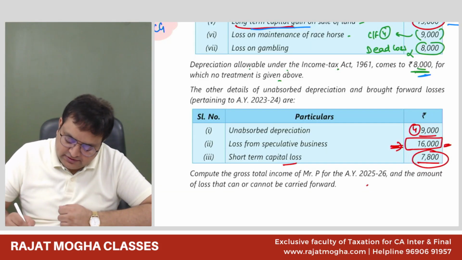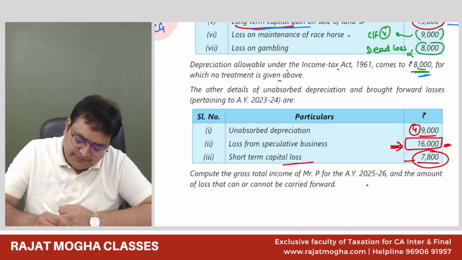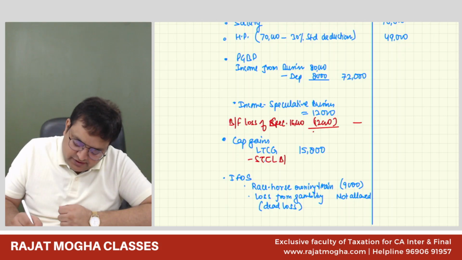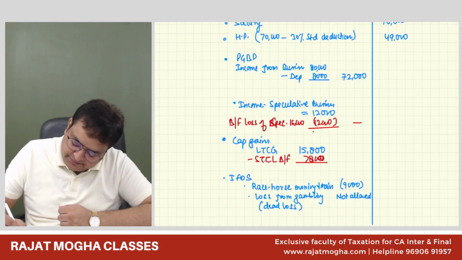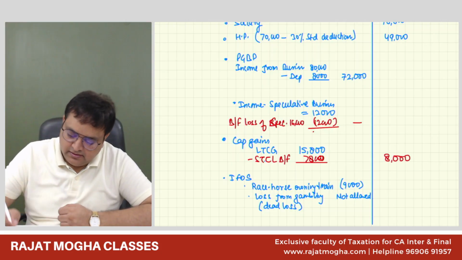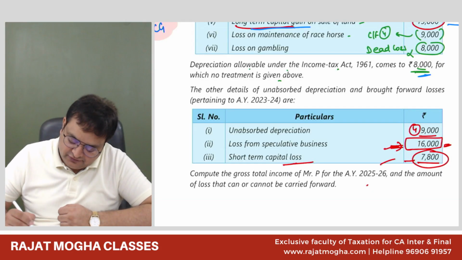Then we have a short-term capital gain of 7,800 minus short-term capital loss brought forward 7,800. So it would be 8,000 rupees, which will go in the outer column. Then we are done with this and this also.